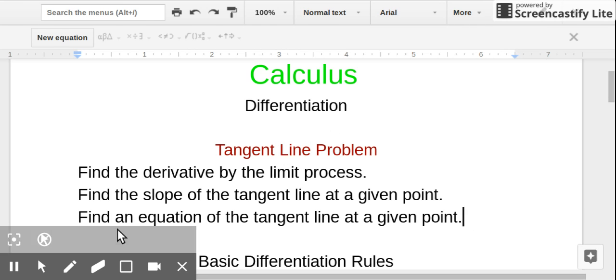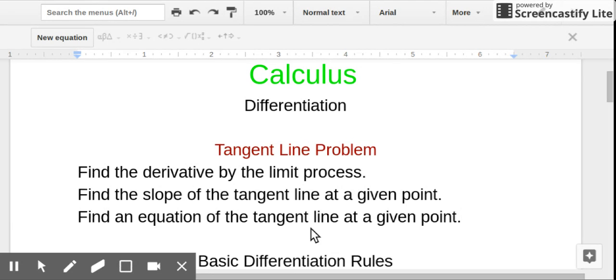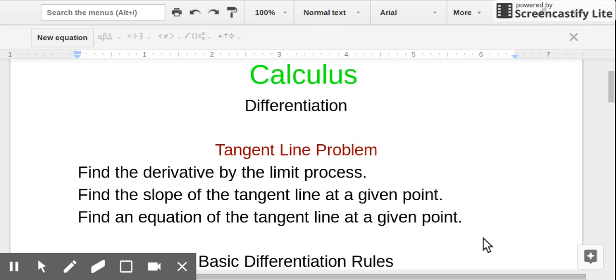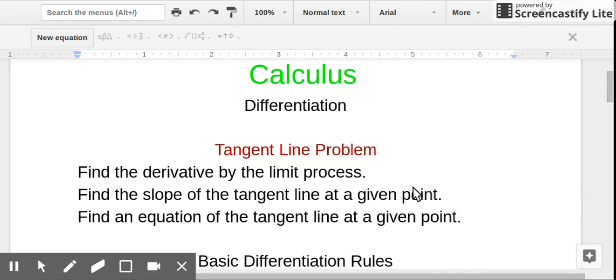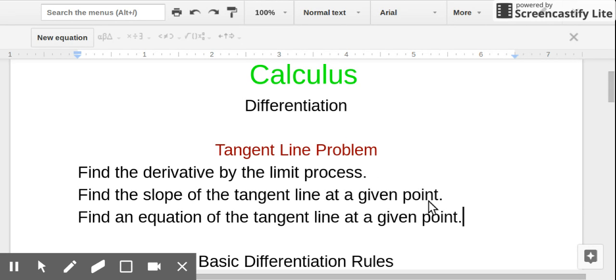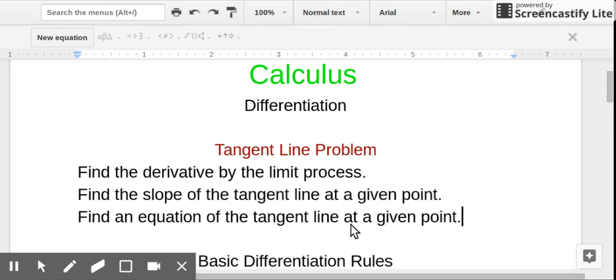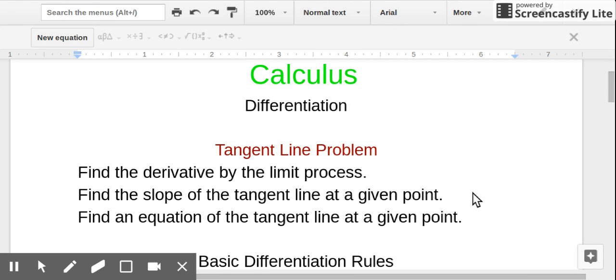Okay, in this section we're going to be going over finding an equation of the tangent line at a given point. We're going to follow the exact processes that we did up here, where we found the derivative and then the slope of the tangent line at the given point. But this time, we're going to write the equation to that tangent line at that given point.